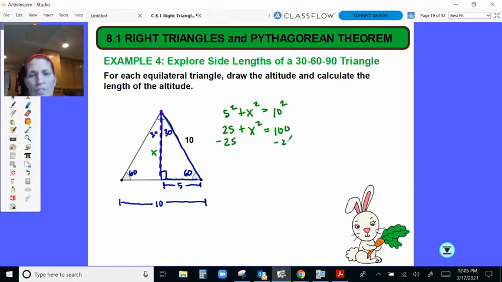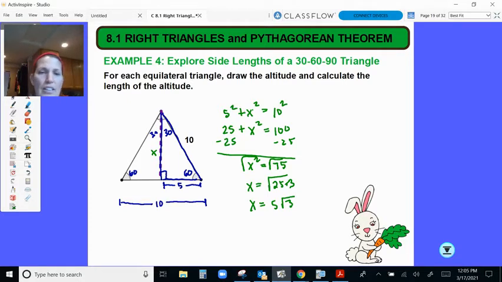And I'm going to subtract this 25 from each side. So x squared equals 75. And now I'm going to take the square root. And 75 can be split into 25 times 3. So x equals, the square root of 25 is 5, and we're left with the square root of 3. So this side right here is equal to 5 square root of 3.